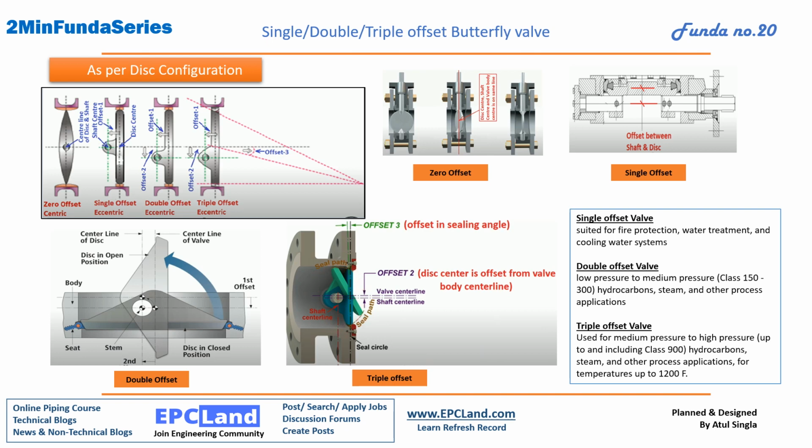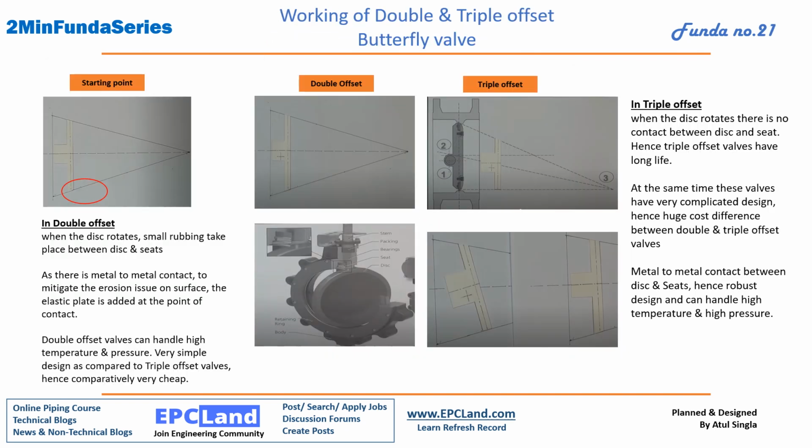Otherwise this valve is also okay, these are also butterfly valves. Why are we going for these offsets? How are we going to manage offsets 1, 2 and 3? Now this is a very interesting part. If you try to understand how the single, double and triple offset disc is moving inside the butterfly valve body, it will be very interesting. So let us see how we have three configurations.